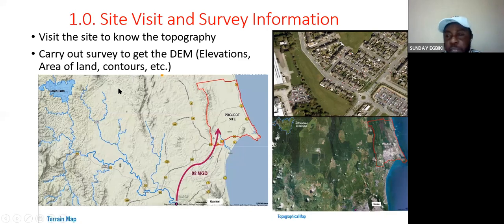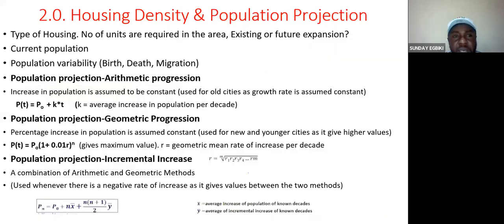So after getting this information, you will move to the next step. The next step is what we call the housing density and population projection. What comes here is, what type of housing are you going to build? Is it terrace? Is it semi-detached? Is it duplex? Is it bungalow? How many units of those buildings do you have in that estate? Is it an existing building, or is it a new one? Is it an existing one that even needs an expansion?